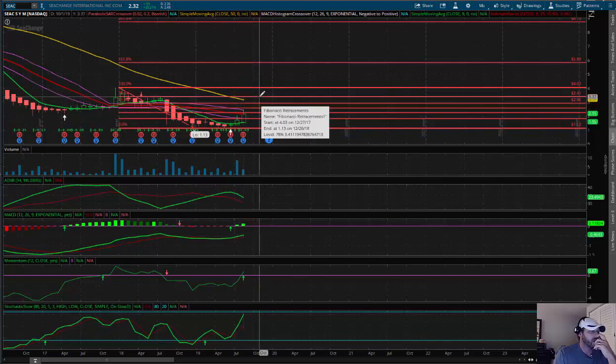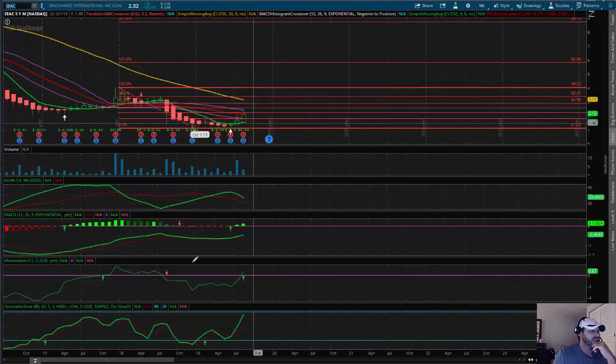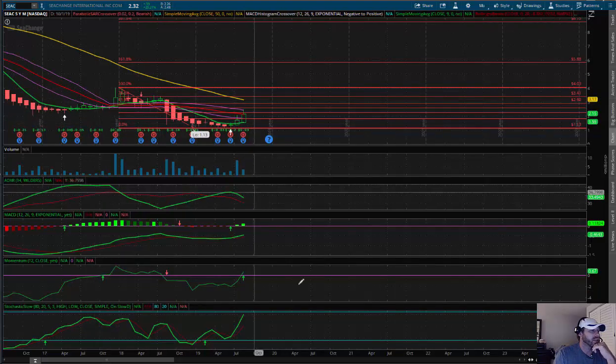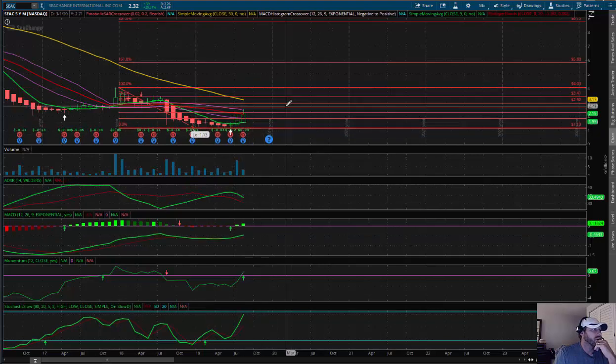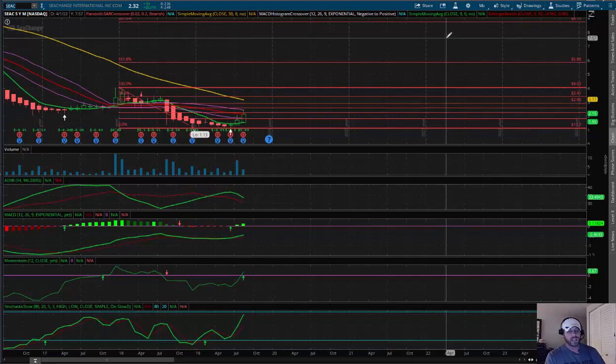But this is trade at your own risk. This is just my analysis. Take it for what you will. But I think we'll have at least another dollar run on that. There will be heavy resistance at that 316 level.